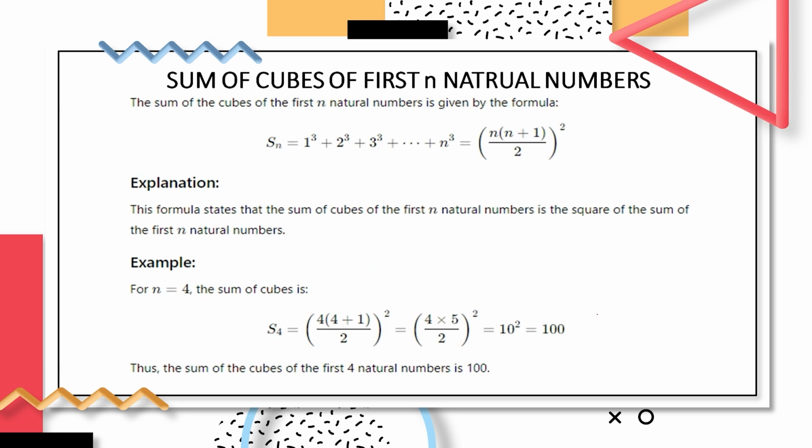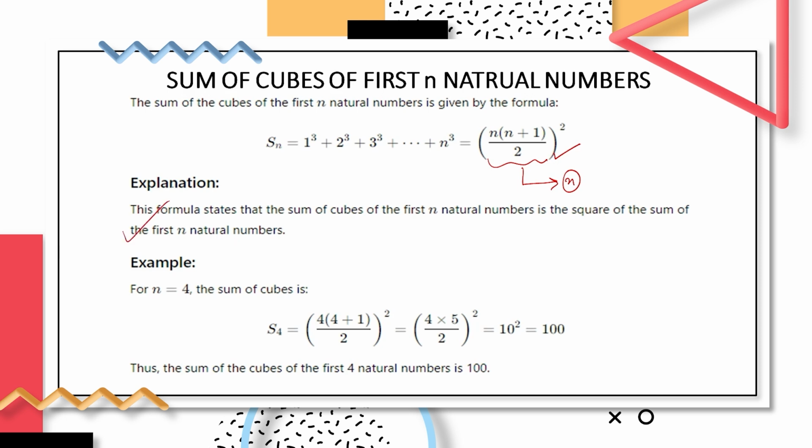Now, what about cubes? The sum of the cubes of the first n natural numbers will be given by the formula n into n plus 1 by 2 whole square. And what is n into n plus 1 by 2? It is the sum of the first n natural numbers. So the formula states that the sum of the cubes of the first n natural numbers is the square of the sum of the first n natural numbers.